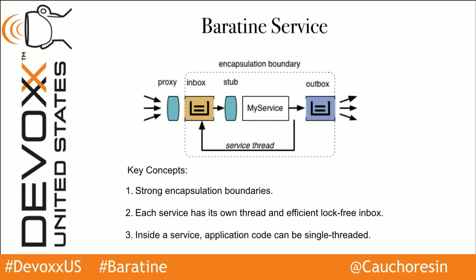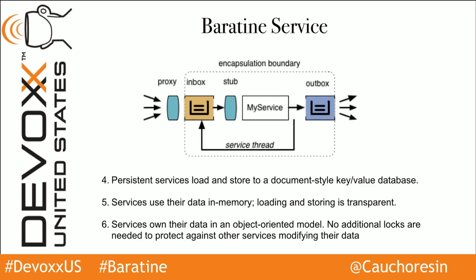So it's an efficient, lock-free inbox that does automated batching to the service itself. And inside the service, because it's only operated on by a single thread, the application code can be single-threaded. So inside of a Baratine service, we're not going to be using a concurrent hash map, and we're not going to be writing synchronized blocks, because only a single thread operates within the service itself.